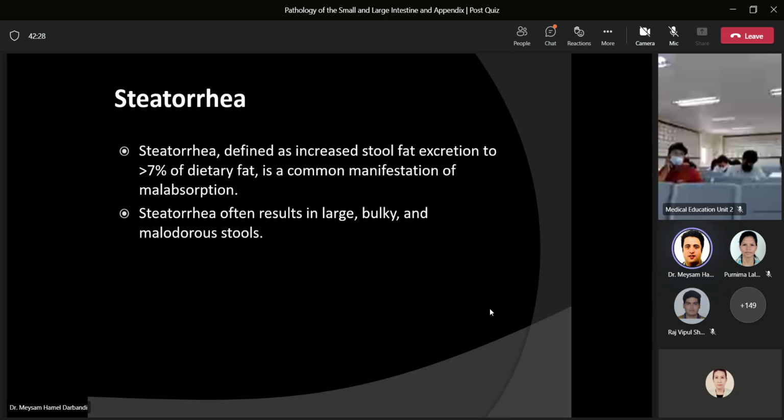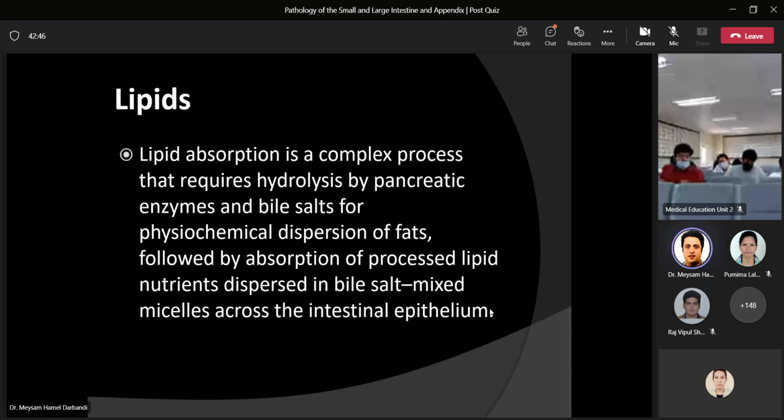Have you experienced this, specifically after food? If you eat fatty food, you might immediately go to the toilet and you will see the fatty stool, right? Steatorrhea. It results in large, bulky, and malodorous stools. So it is important that we understand how lipid is absorbed. Do you remember your physiology?